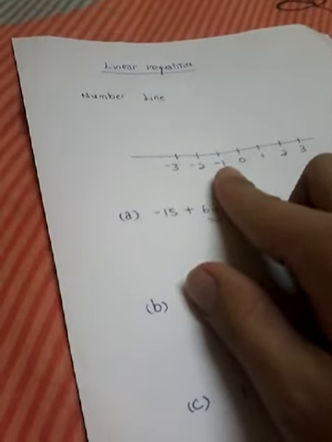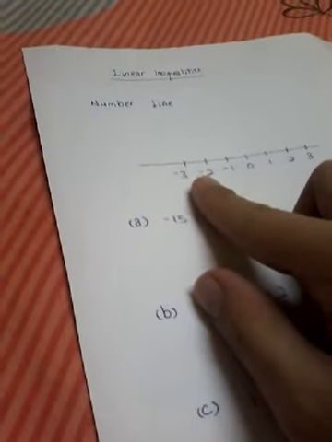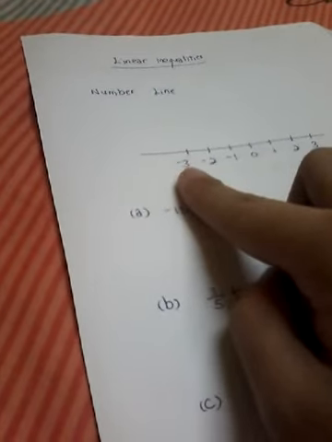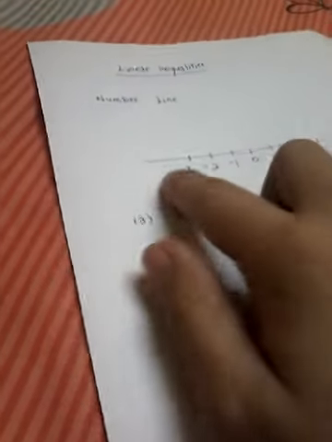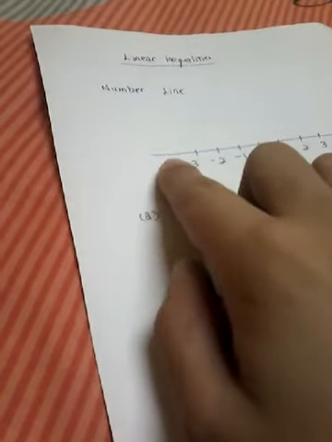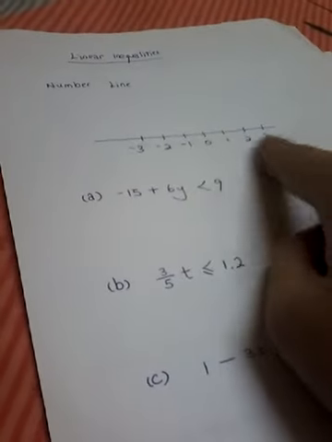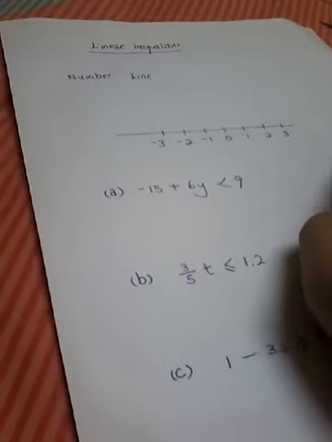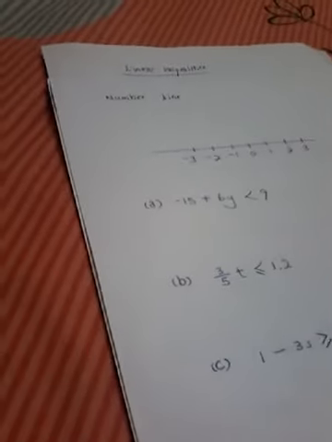So negative 1 is closer to 0. Negative 2 is further away. Negative 3 is the furthest. So continue the trend: minus 4, minus 5, minus 6. For this side, it will be 1, 2, 3, positive 4, 5, 6. Continue. So let's take a look at some of the inequality questions.